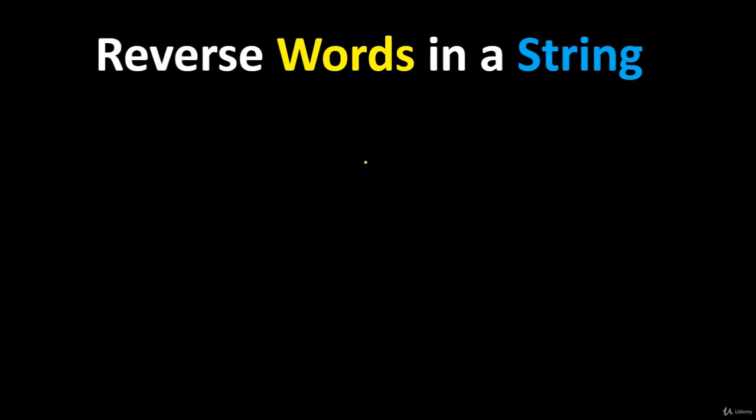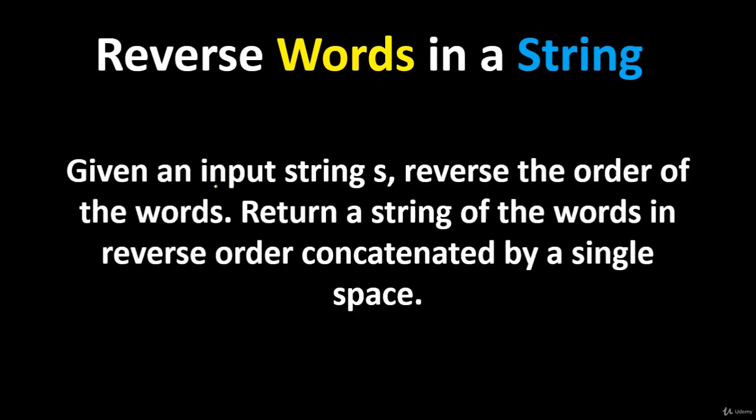Reverse words in a string. Given an input string s, reverse the order of the words. Return a string of the words in reverse order concatenated by a single space. If we have multiple spaces in between two words, we have to remove the multiple spaces and insert only one space. Let's see some examples.